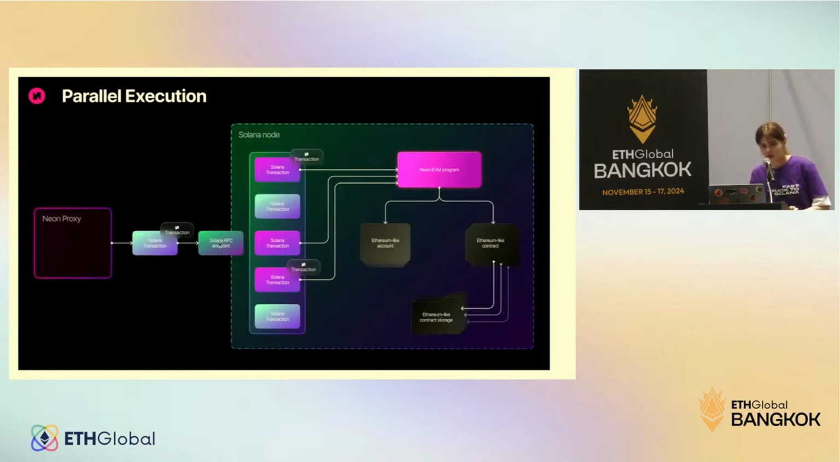This is a diagram of how parallel execution works on Neon and Solana. Because of how Solana manages data and how it separates accounts and programs, we can run parallel transactions also on Solana. So this is how we achieve the speed of up to 2,000 transactions per second.